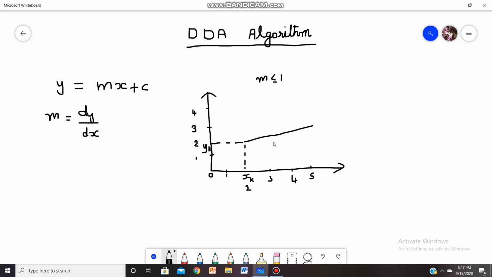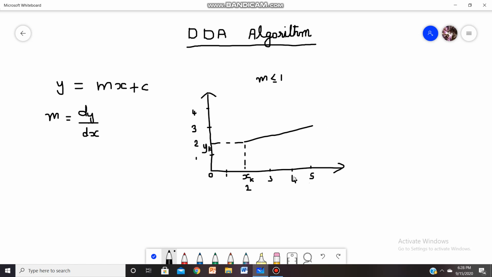Here it is 2. We don't have any fractional values. The algorithm is calculating float values, but it will be rounding to the nearest pixel position, that is either 2 or 3. So it will be next to 2. In the next case it is coming to 4, 3. And in the last case again it is coming to 5, 3. So we can see that there is unit increment for x for each pixel, but there is no unit increment for y. We need to find the y value for lines with slope m less than or equal to 1.